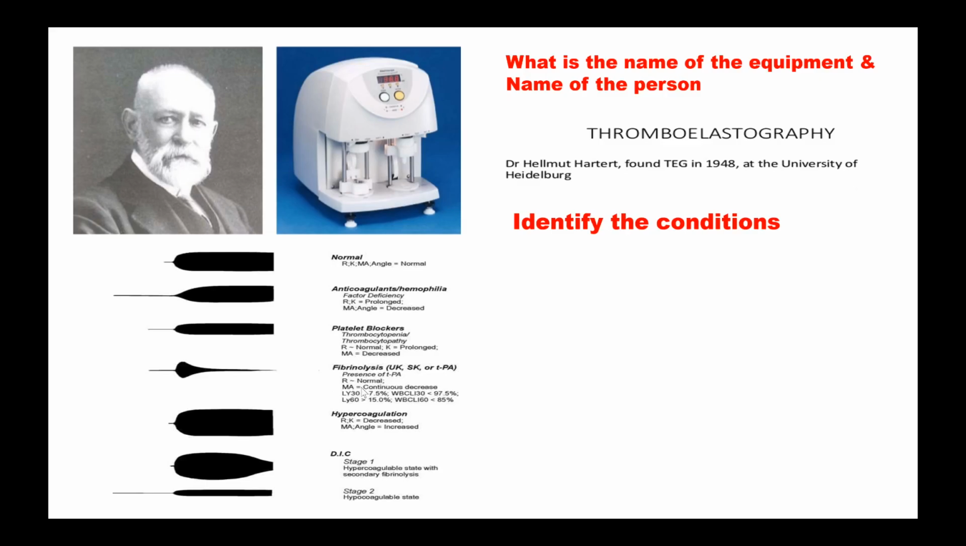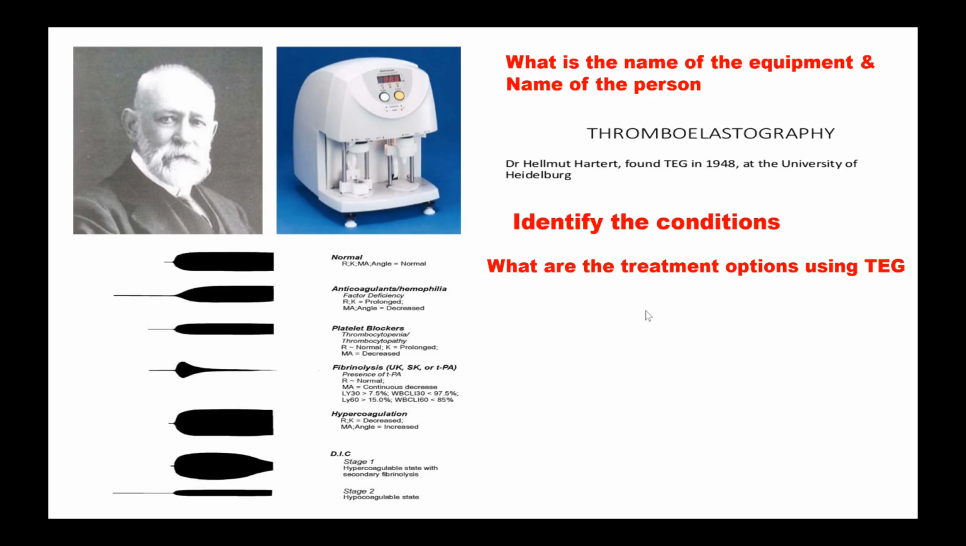Reaction time is normal. Amplitude is continuously decreasing, and lysis time is reduced. So this is hypercoagulation. Reaction time is very, very small, and the maximum amplitude is much bigger than normal. And here in DIC stage 1, it is hypercoagulable, then it becomes hypocoagulable. Comparing these two, this is DIC stage 1. These pictures are available. Keep repeatedly seeing them, because this question is frequently asked.